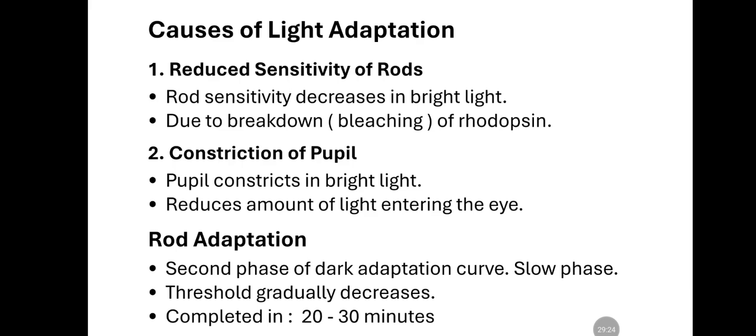Causes of light adaptation. Reduced sensitivity of rods: rod sensitivity decreases in bright light due to breakdown of rhodopsin. Constriction of pupil: the pupil constricts in bright light, reducing the amount of light entering the eye. Rod adaptation, second phase of the dark adaptation curve. Slow phase. Threshold gradually decreases. Complete in 20 to 30 minutes.